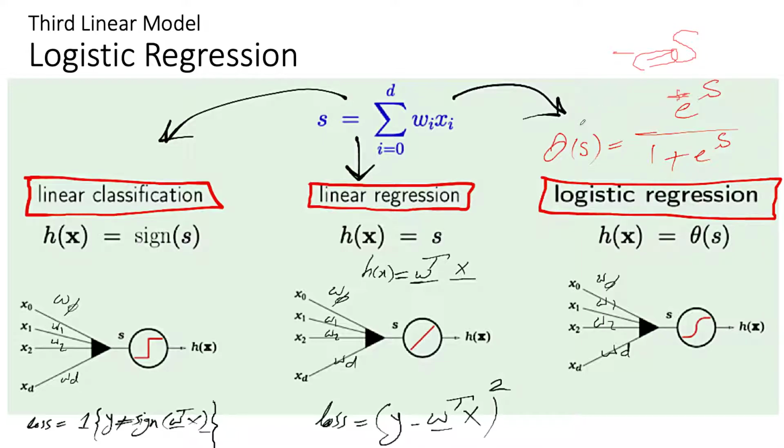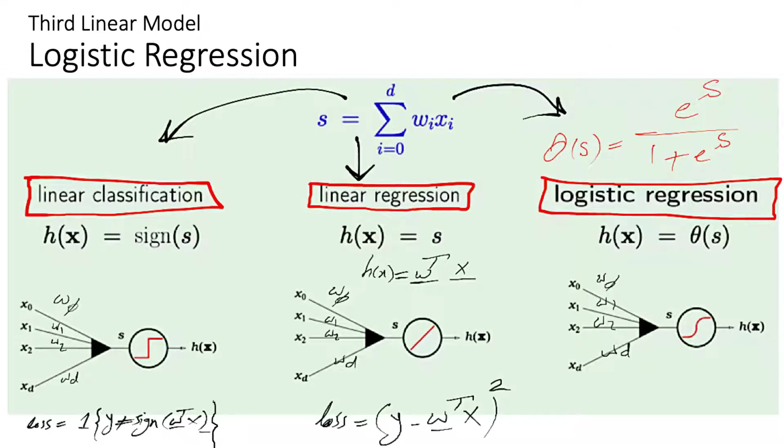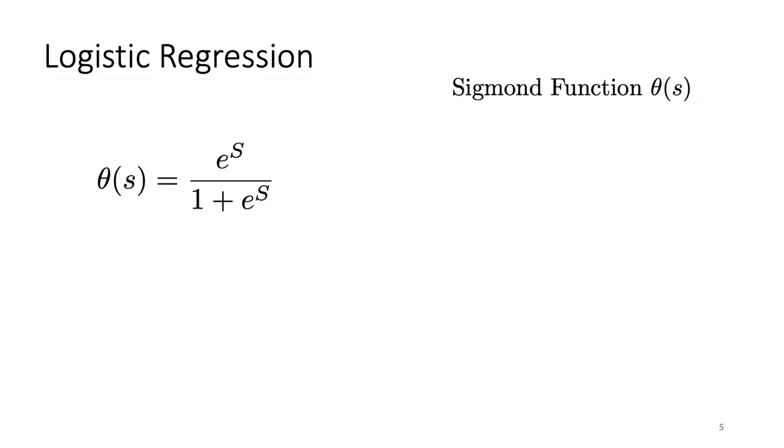Yeah, my handwriting is awful. I'm trying to write them in LaTeX as much as I can, so that's why you see this mix here. Some of them are LaTeX, some of them are handwritten. All right. So it's e to the power of s divided by 1 plus e to the power of s, as you see here.